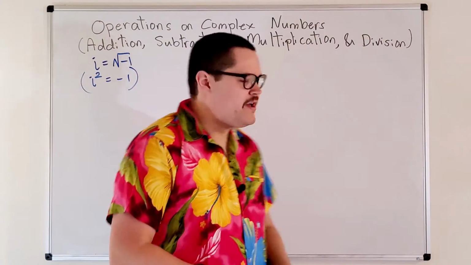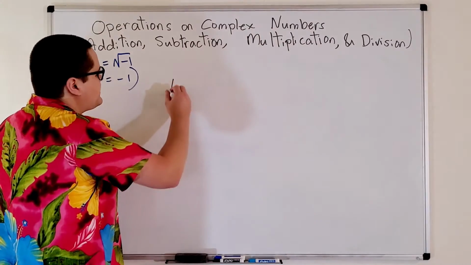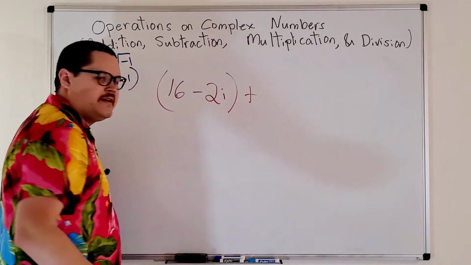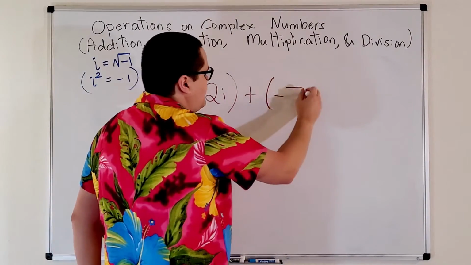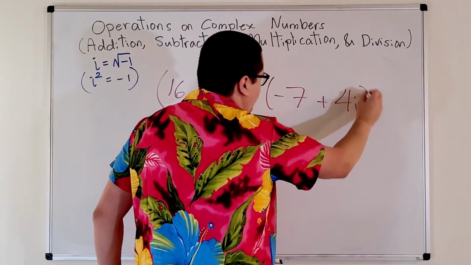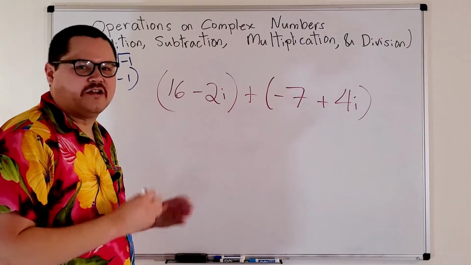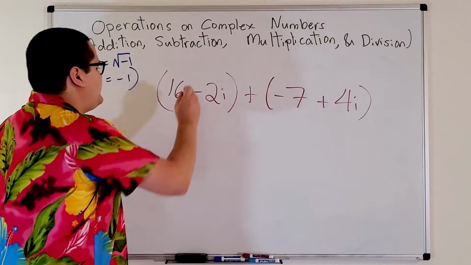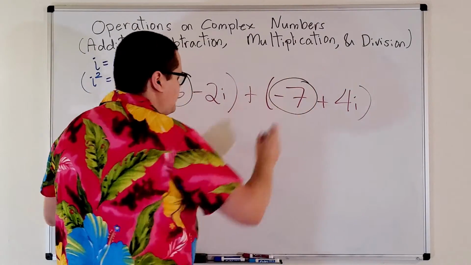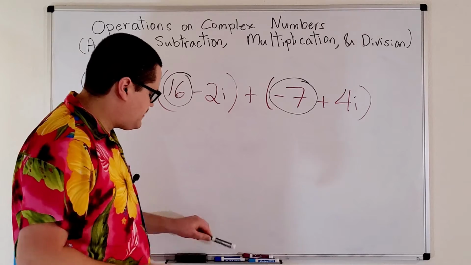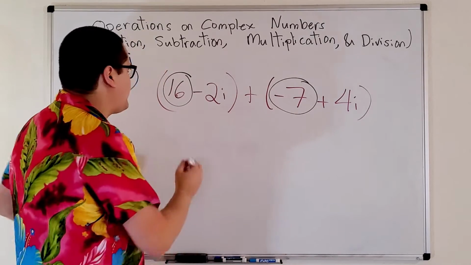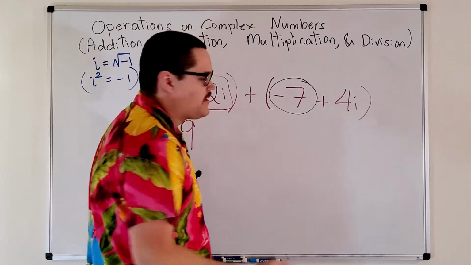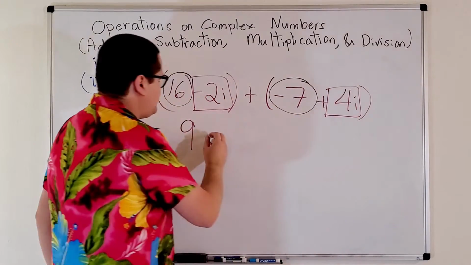Just as easy though. Let's say we had 16 minus 2i plus negative 7 plus 4i. Again, like terms. 16 and negative 7, those are like terms. And 16 minus 7 simplifies to positive 9. Negative 2i and 4i, those are also like terms. And they add up to 2i.